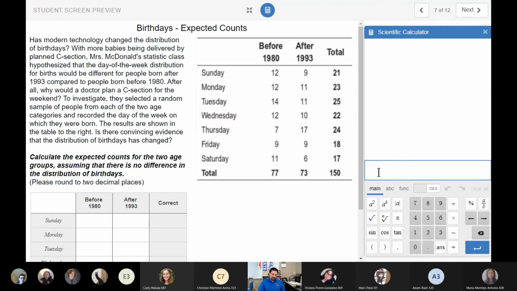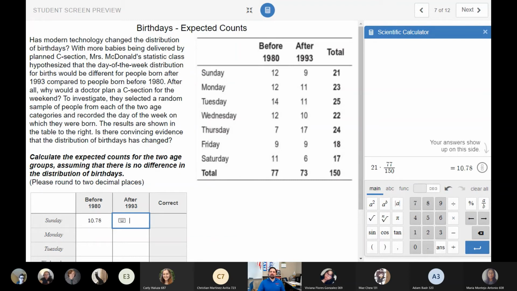Remember, each cell, we can find its expected count by taking the row total of that cell times the column total that that cell is in, divided by the table total. So for the first entry here, for Sunday before 1980, we will have 21 times 77 divided by 150. That gives us 10.78. 10.78 is what will go in the table right there.